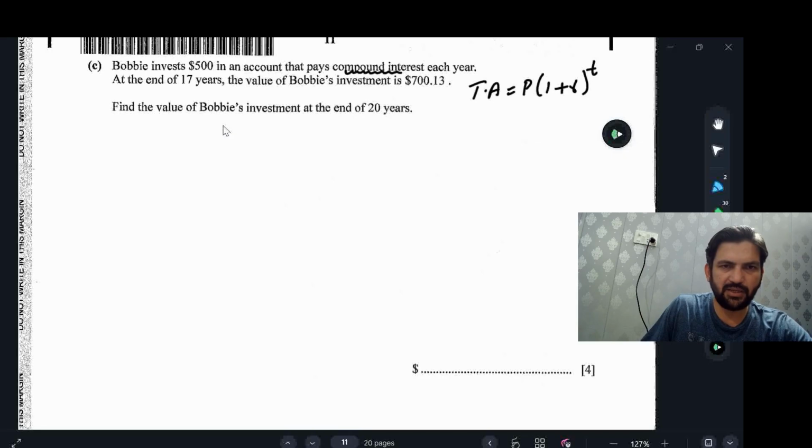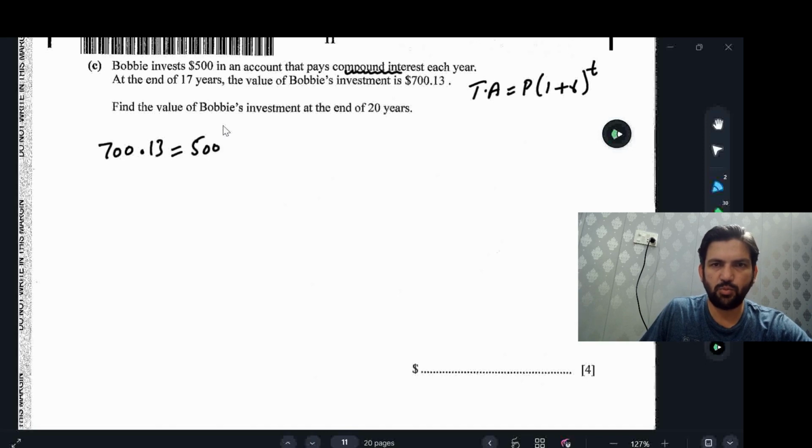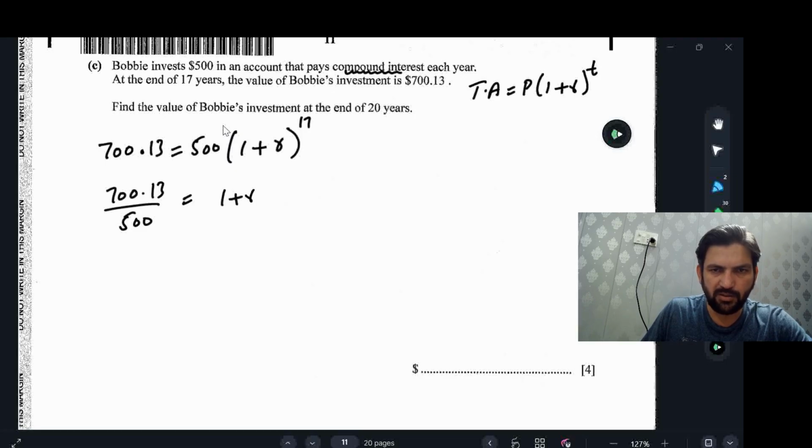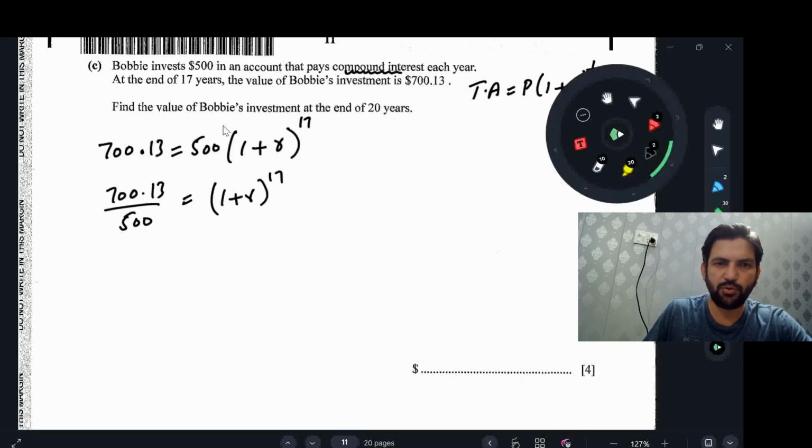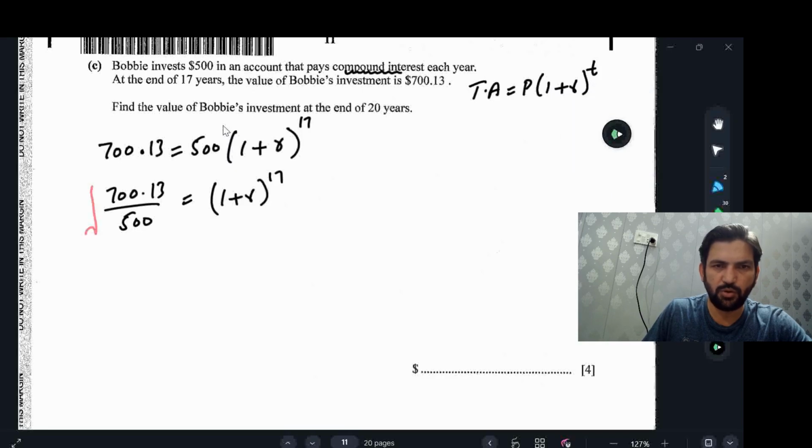Now for the first 17 years we can write it as total amount he received is 700.13 is equal to 500 into (1 plus R), we don't know the value of R, whole power 17. So what we can do is rearrange it like this, is equal to (1 plus R) whole power 17. Now from here we have to take the 17th root on both sides.